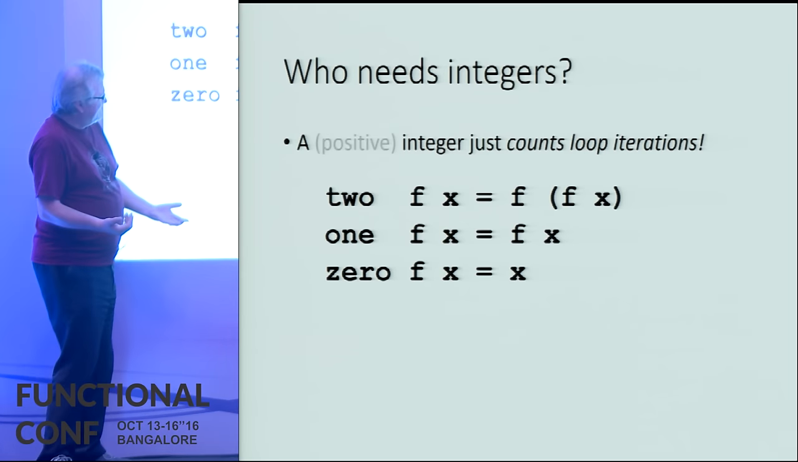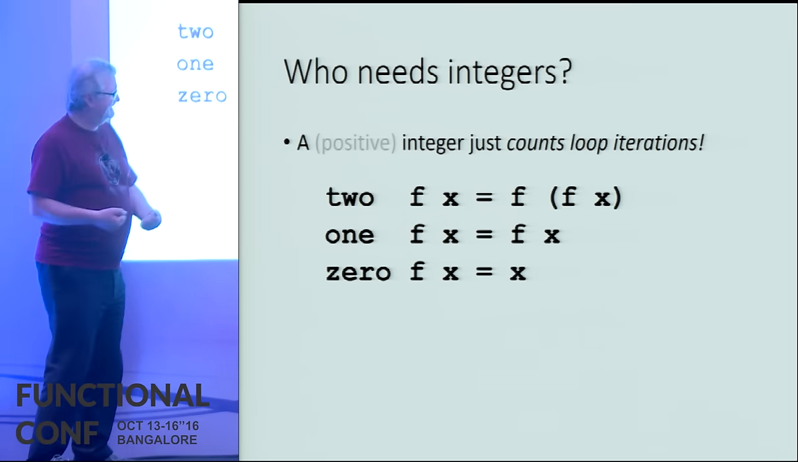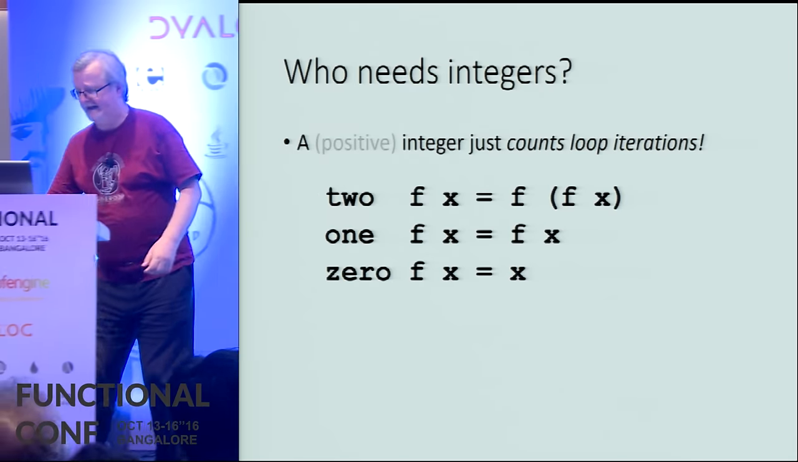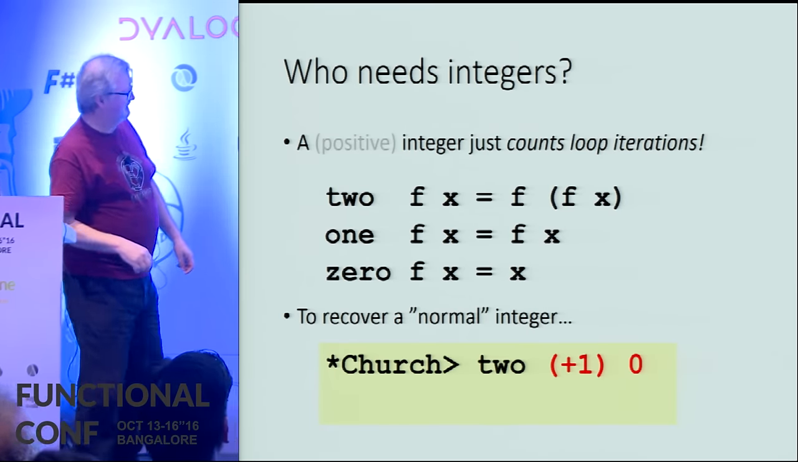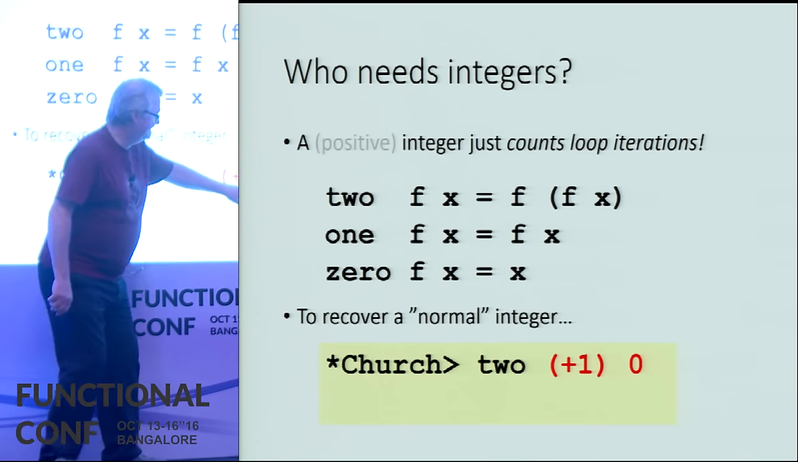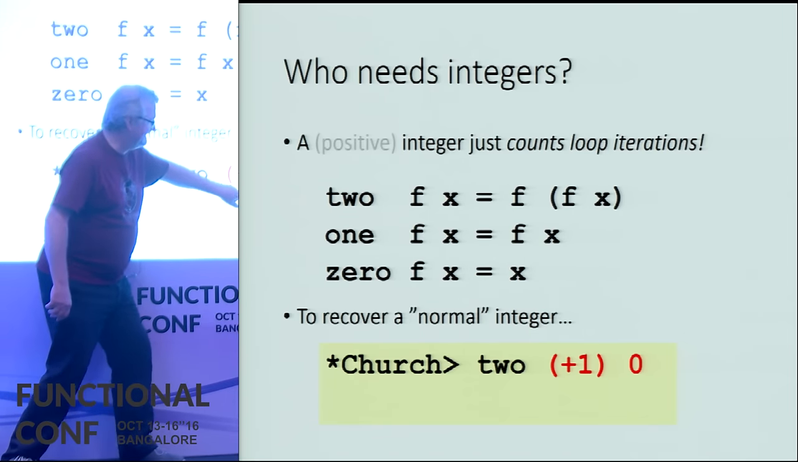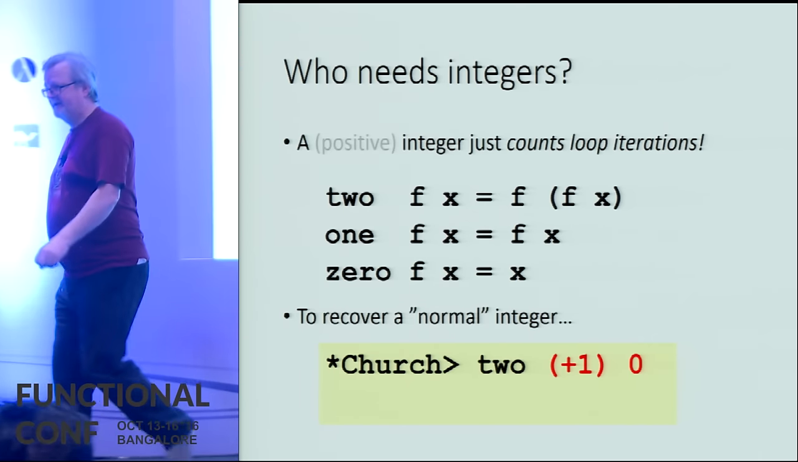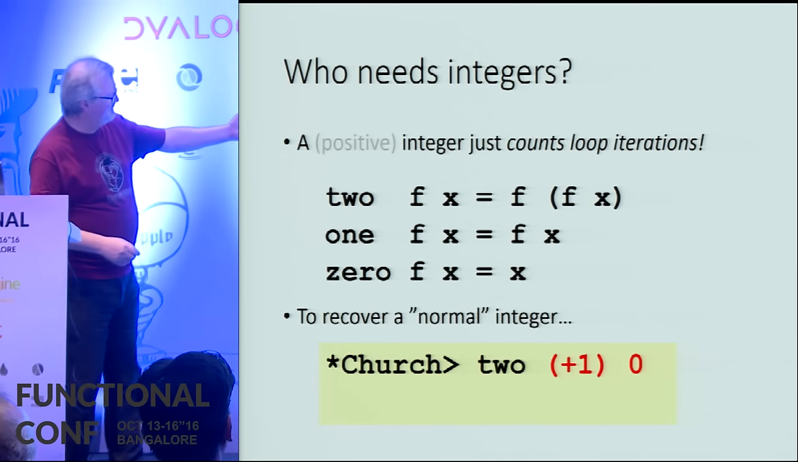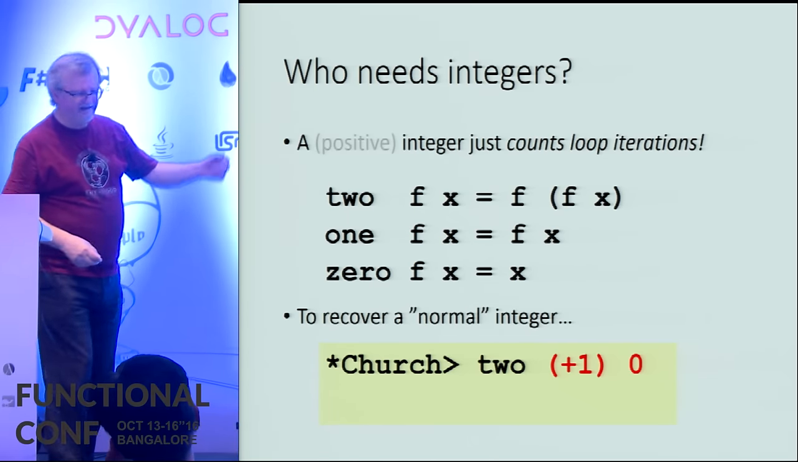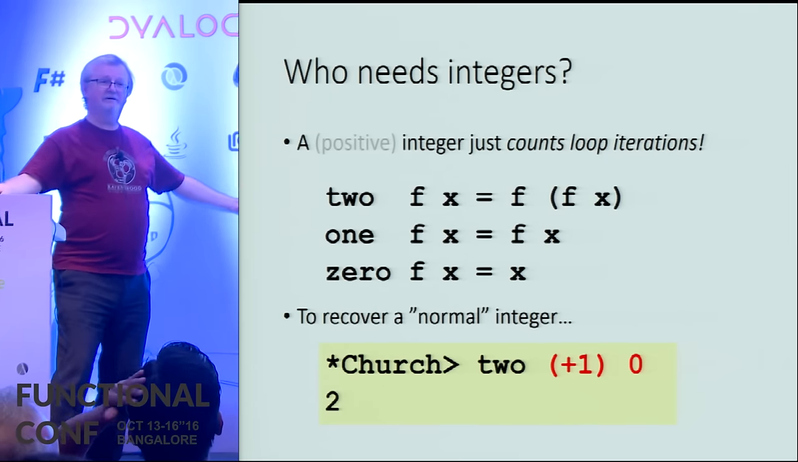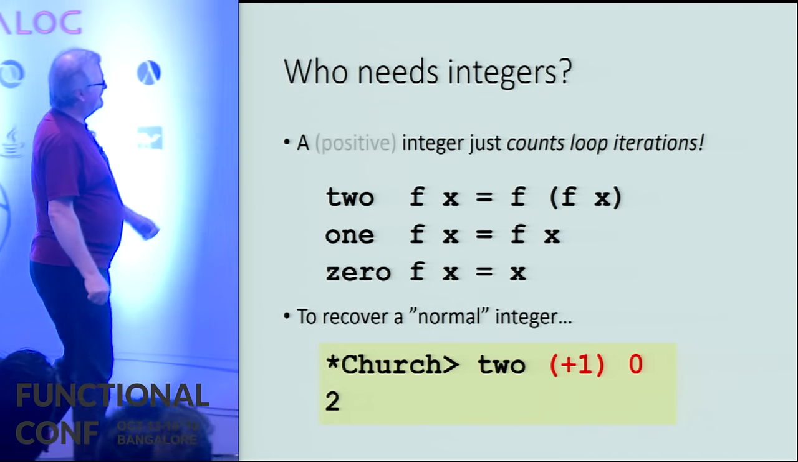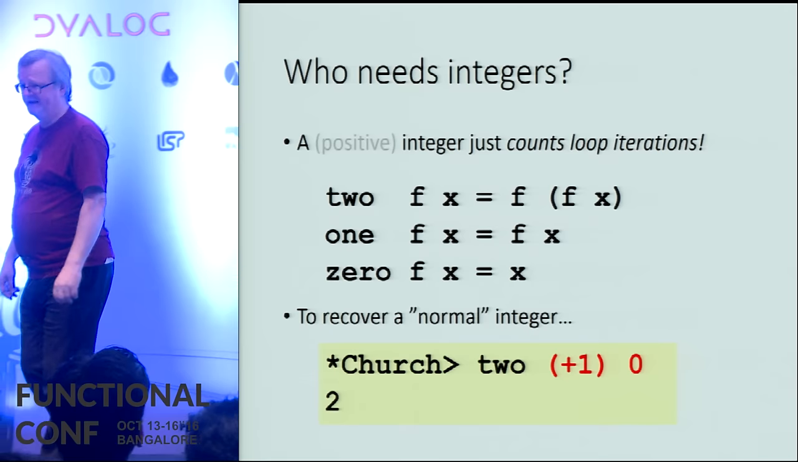So you can see that for every positive integer, I can construct a function that I claim corresponds to it. But is this actually a good way of representing integers? Can I recover a normal integer given one of these functions? Well, sure I can. All I have to do is call the function and give it a loop body. This is Haskell notation. A loop body that just increments a value, starting from the value 0. So now if I sit in the Haskell interpreter and I call my 2 function and I give it the increment function and 0 as arguments, what do I get? 2. I've converted back to a normal integer. So there we are. So I can represent natural numbers this way.